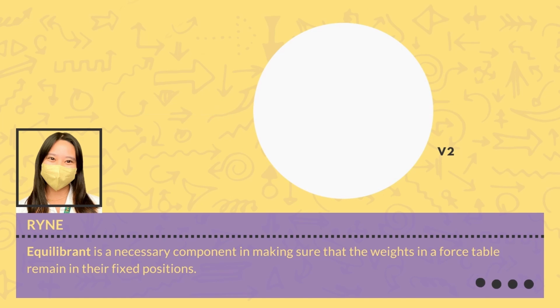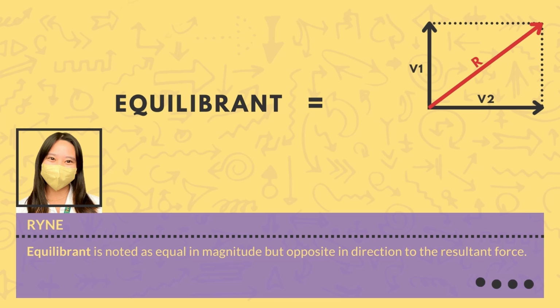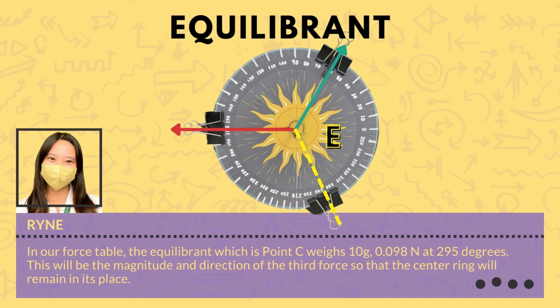Equilibriant is noted as equal in magnitude but opposite in direction to the resultant force. In our force table, the equilibriant, which is point C, weighs 10 grams, 0.098 newtons at 295 degrees. This will be the magnitude and direction of the third force so that the center ring will remain in its place.